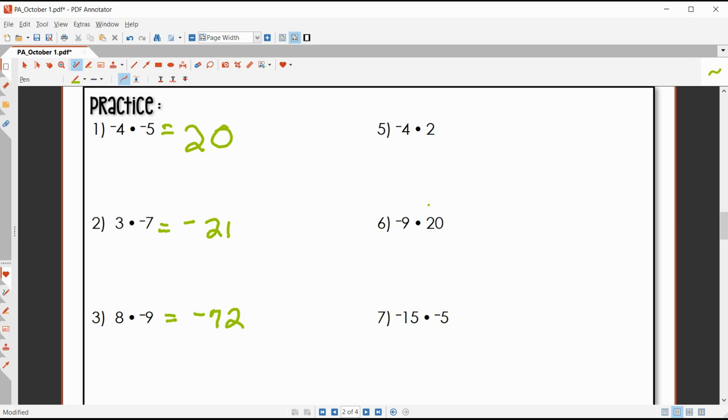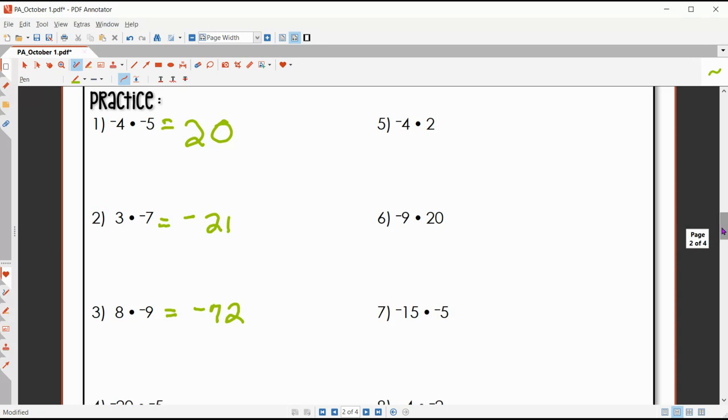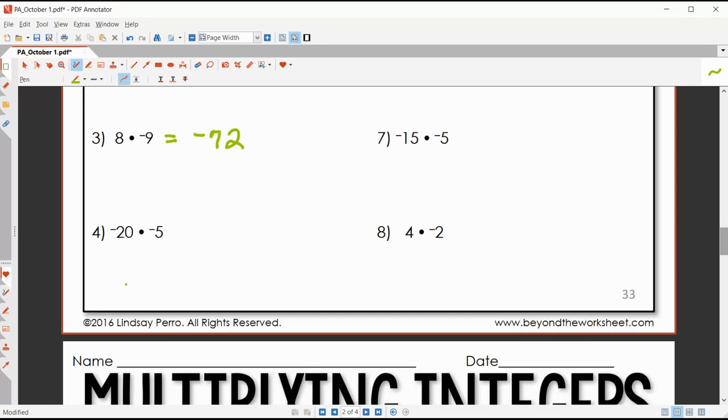All right, let's look at number 5. Well, it looks like we may have skipped one. Let's scroll down to number 4, see what we have. We have a -20 and a -5 being multiplied together. -20 times -5 is positive 100.